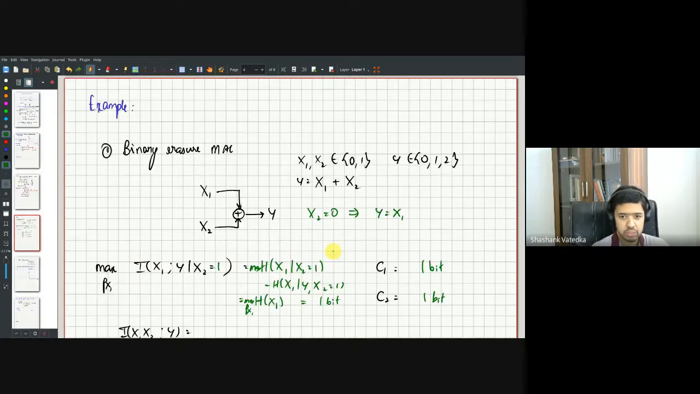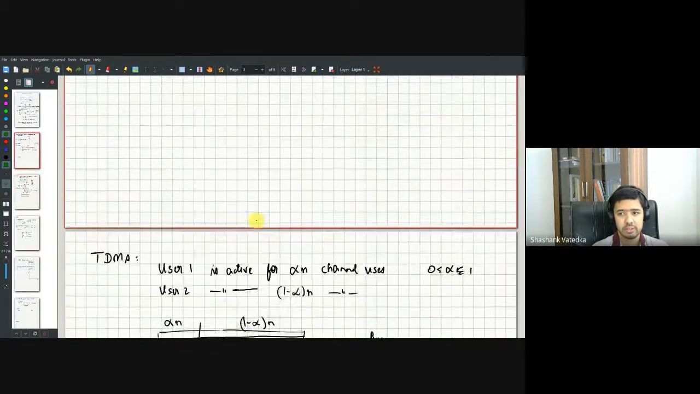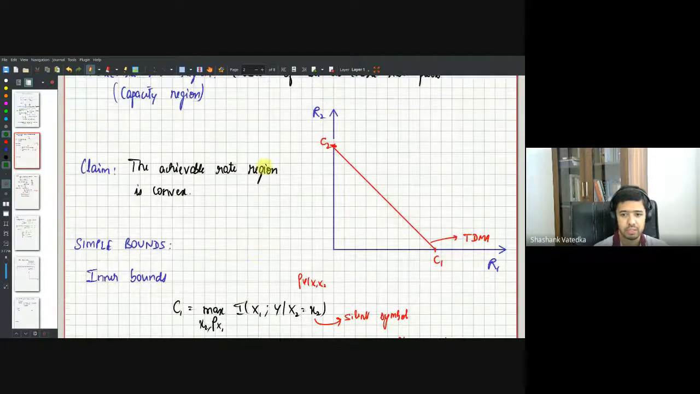So now, at least for this channel, which I call a binary input additive MAC, both C1 and C2 are 1 bit. So this would be 1 bit and this would be another bit. You know that this is achievable. In fact, any rate pair in this particular region is achievable, because any rate less than capacity can be achieved.